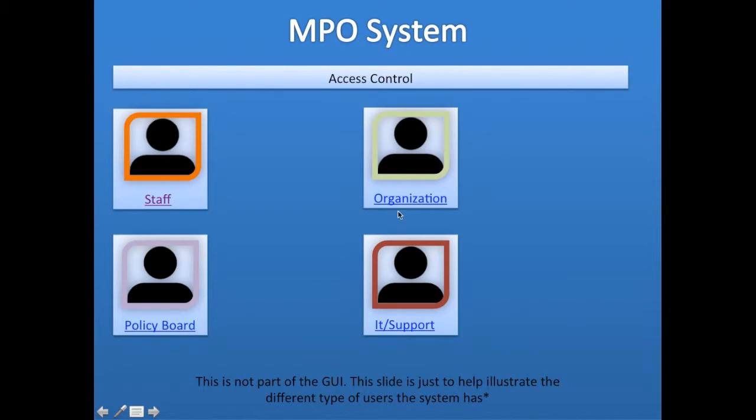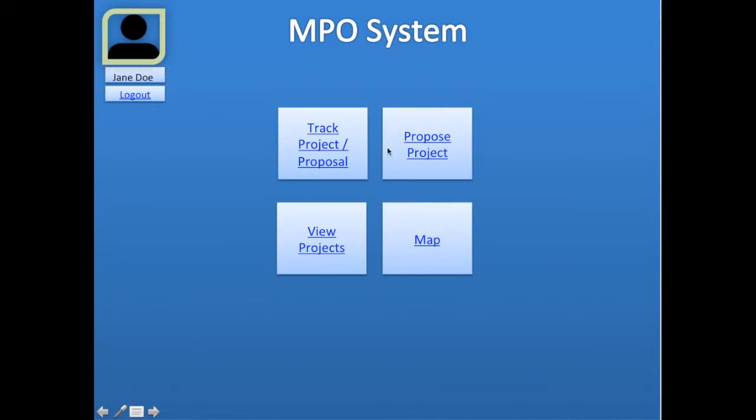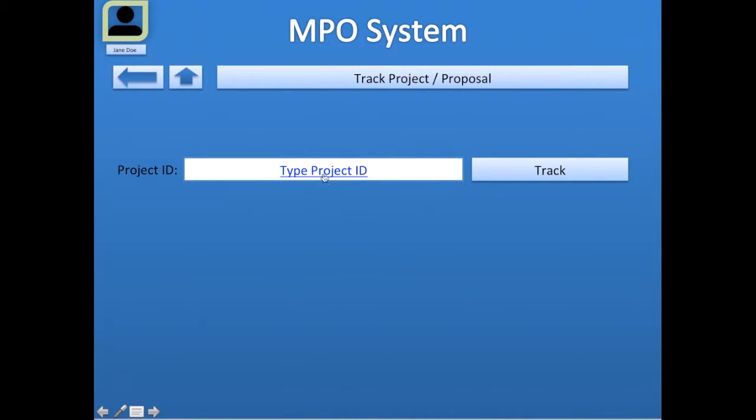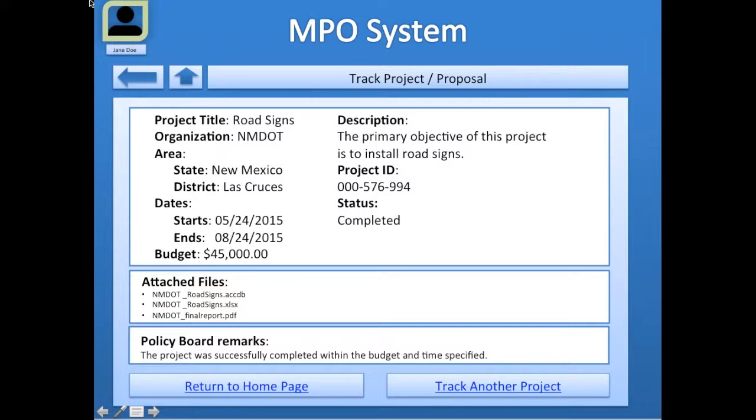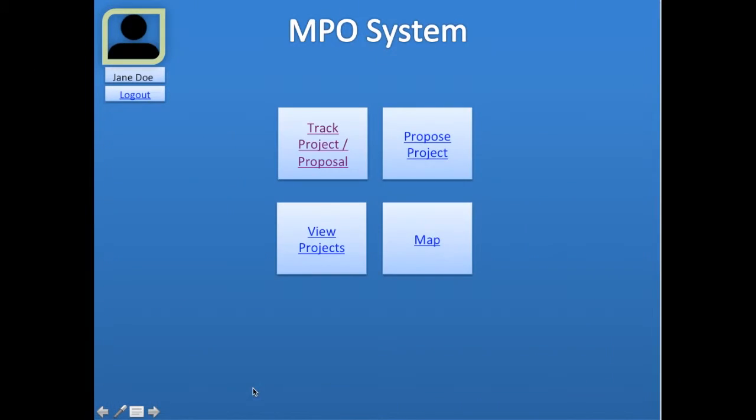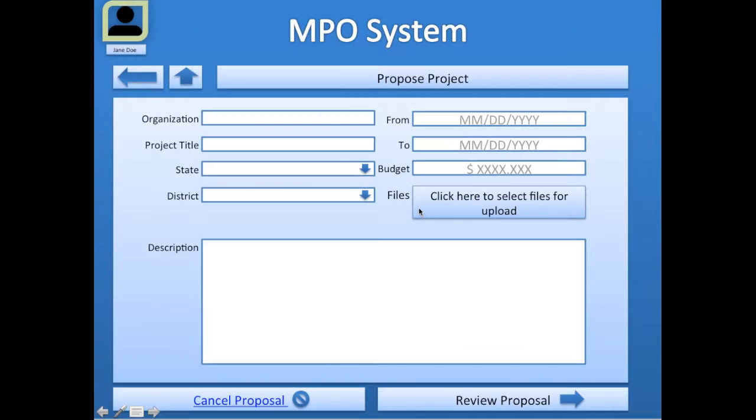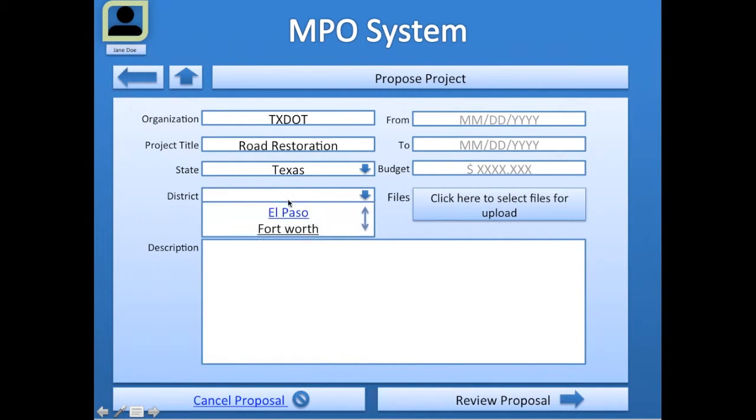log out, and you can be a member of an organization, which are the municipalities. So members of municipalities are able to track project proposals, propose projects, view projects, and then access the map as well. These are the different things here to track the project. Based off an identifier, you get general information about the project. Let's see, for proposing projects, you can enter information about the project that you're wanting to propose.